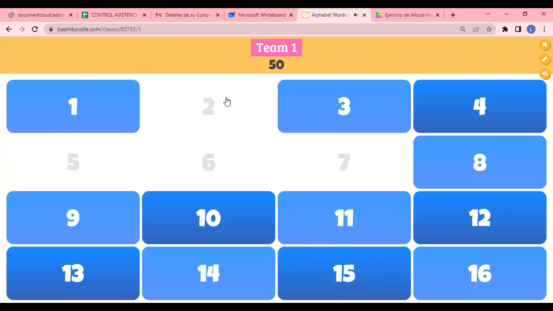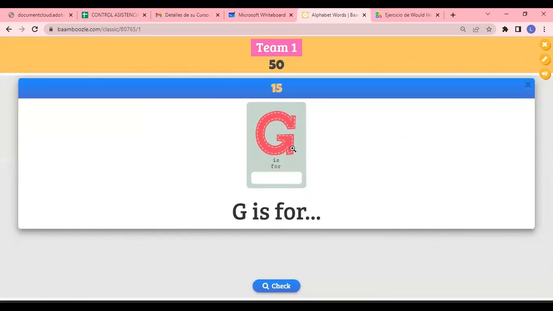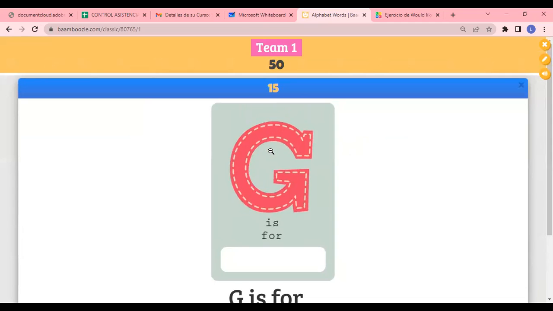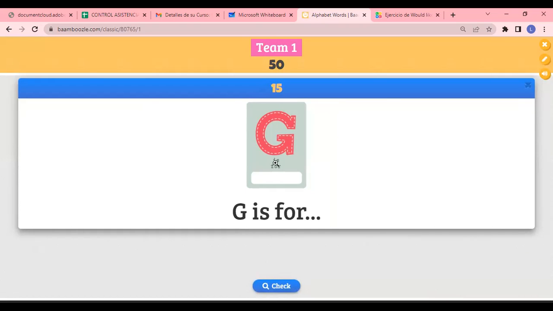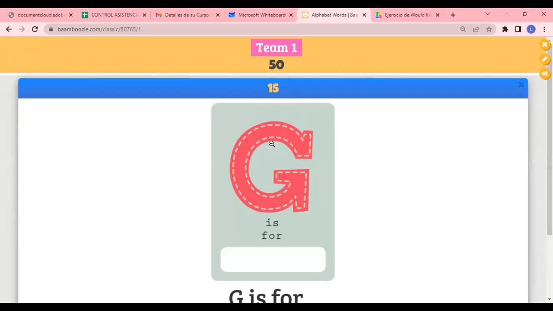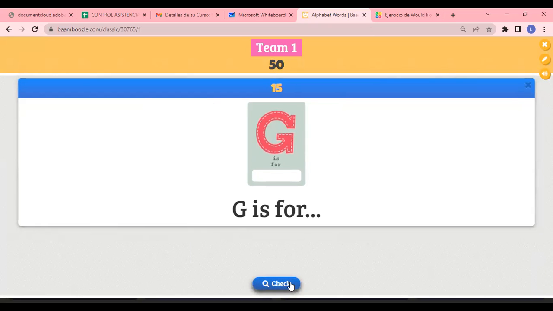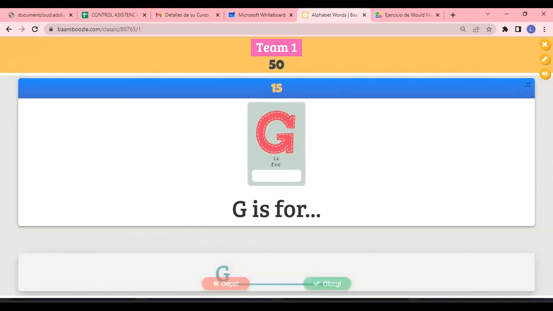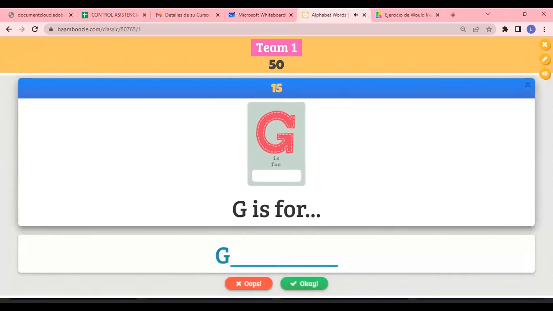Let's see, next one. It would be Miss Dania. What number would you like to try, Miss Dania? 1. Okay. G. G is for? Good. Can you tell me one verb? A verb? Can you tell me one verb, please? Exactly, mister. Thank you. Go, get, right? Yes, amazing. Thank you.